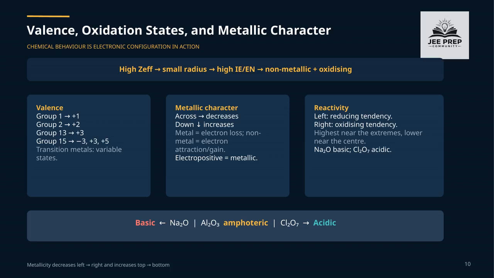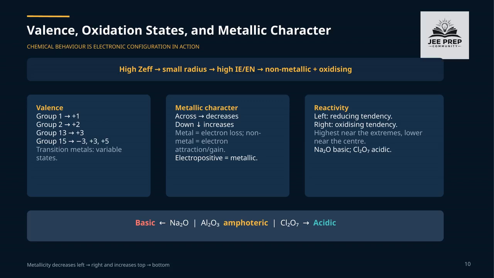Problem 2. Compare the first ionization enthalpies of sodium, magnesium, and aluminium. The general trend would be sodium less than magnesium less than aluminium, but aluminium is an exception. Sodium loses a 3s electron. Magnesium loses a 3s electron from a filled 3s subshell. Aluminium loses a 3p electron, which is higher in energy and less penetrating. Therefore, the correct order is sodium less than aluminium less than magnesium.